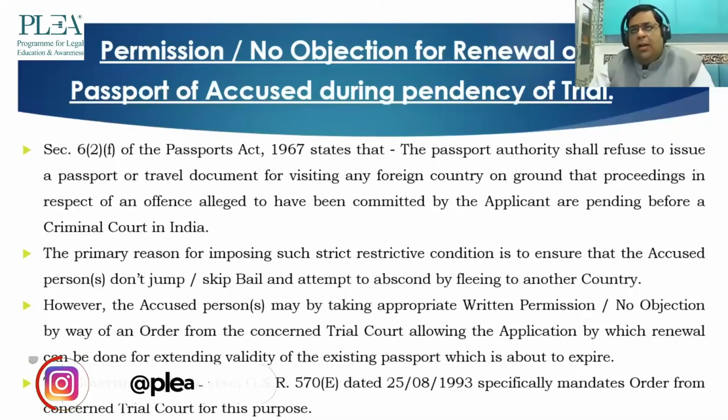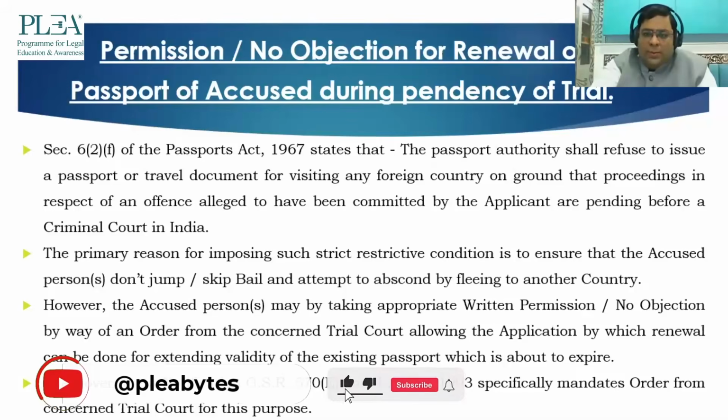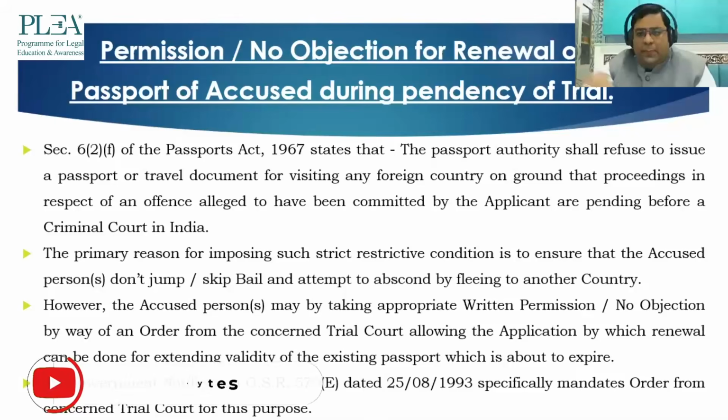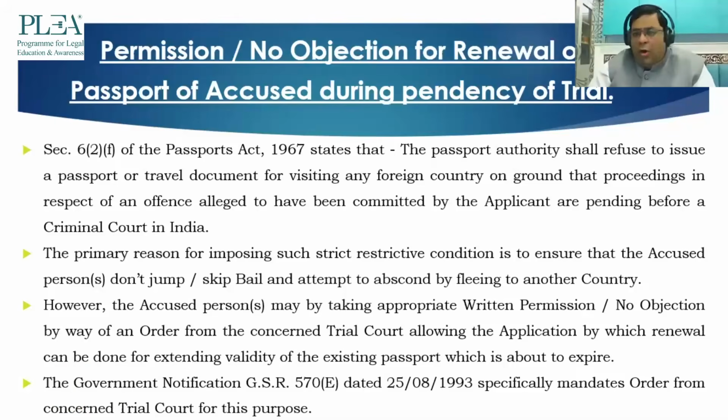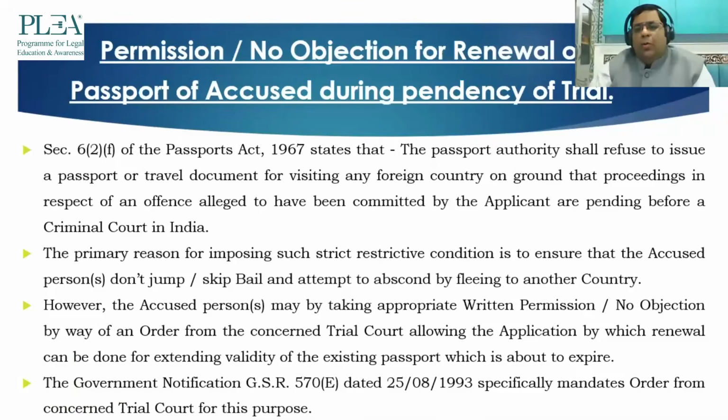and absconds and flees this India to go to another country. Now there is a workaround to this, that the concerned accused person is allowed to seek permission, a written permission or a no objection, by way of an order from the concerned trial court where that criminal case is pending, allowing the application for renewal of the passport which is about to expire.